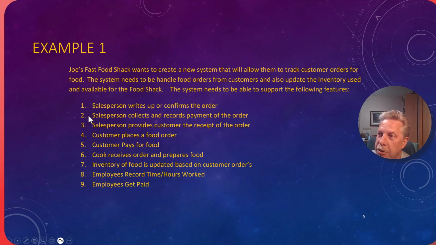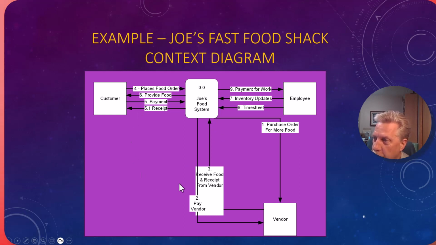So I've numbered these so that when you see the context diagram, you can see the numbers and they'll correspond with those. So this is a picture of a context diagram, and you can see we've got the overall system here, Joe's Food System. We've got external entities of a customer, employees, and vendors. And then we've got our 9 different activities that are showing and depicting either data flowing out of the system or flowing into the system. So again, here's an example of the context diagram with the 9 different activities.